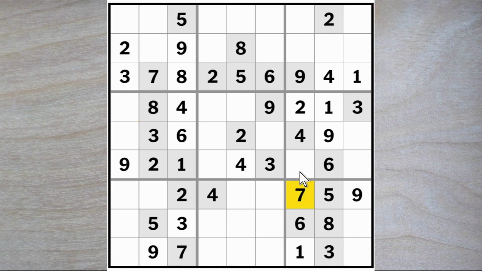Oh, but a 7 blocks here now, and therefore one of these must be a 7 blocking up. So here's a 7. 2, 4, 5, 6, 8 for these squares. 2, 4, 5, 8 blocking down. So here's a 6. So now we have a 6 blocking up and down and over.